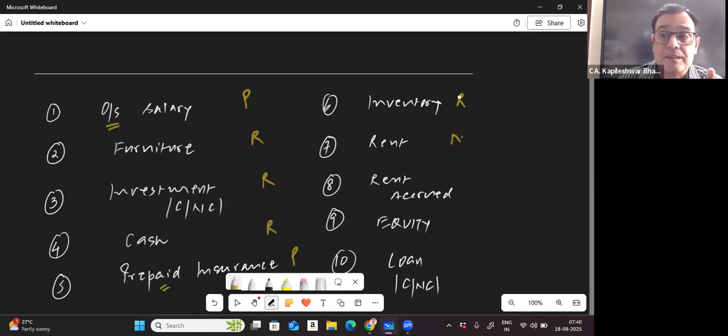Rent is an expense, nominal in nature. If I use the word accrued, it becomes personal in nature. Equity is from the owner, owner is a person, so personal account. Loan, current or non-current, in this particular case, is taken from a person, liability. Liabilities are always personal in nature.